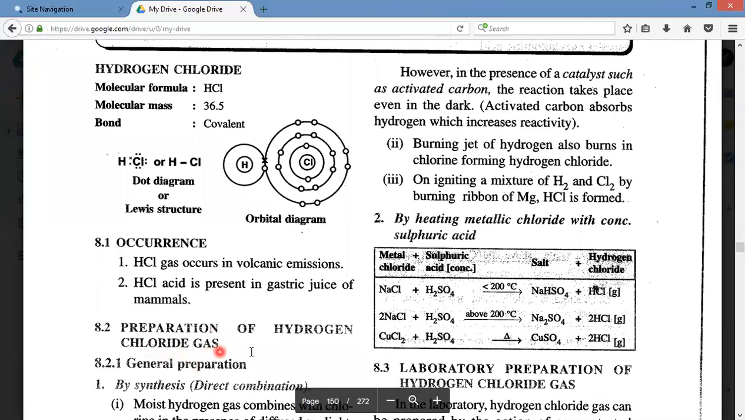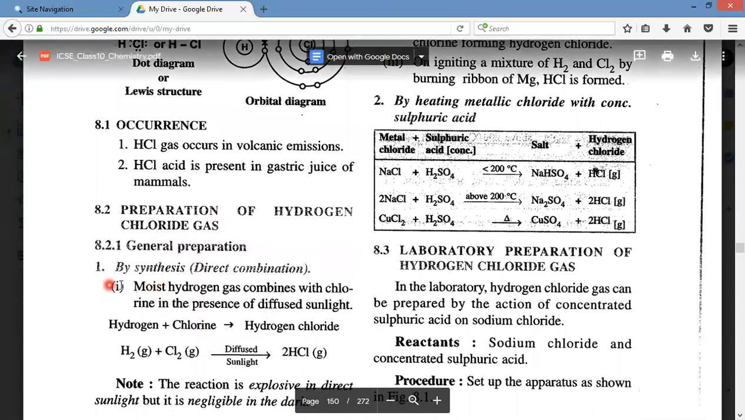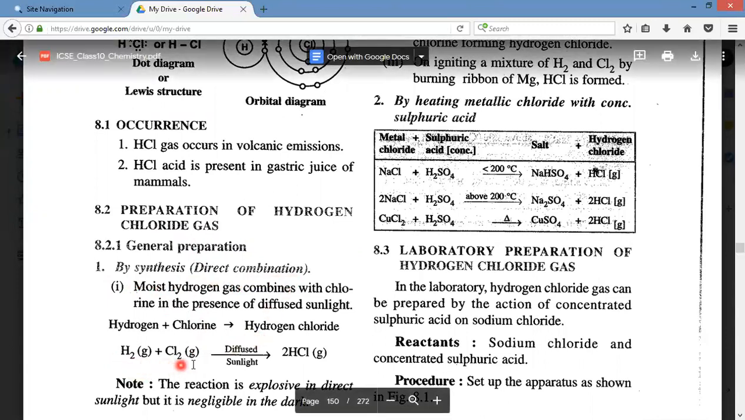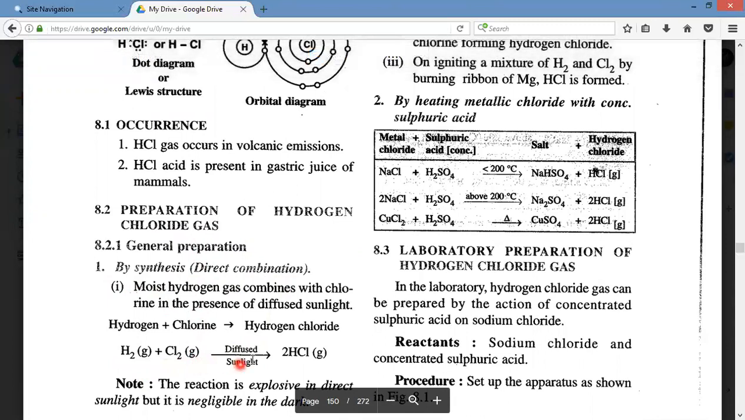Under the topic of preparation of hydrogen chloride gas, the first preparation is by synthesis or direct combination. By direct combination, first of all, we have to treat hydrogen gas with chlorine gas. The condition is that we have to maintain diffuse sunlight. If we are not providing diffuse sunlight, then the process will not occur and hydrogen chloride gas will not form. If we provide diffuse sunlight, only then is hydrogen chloride gas formed.